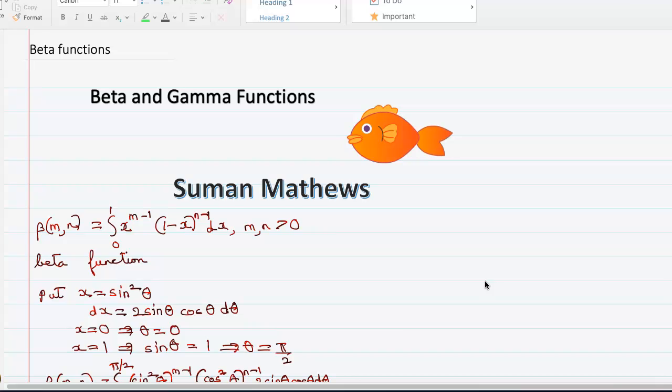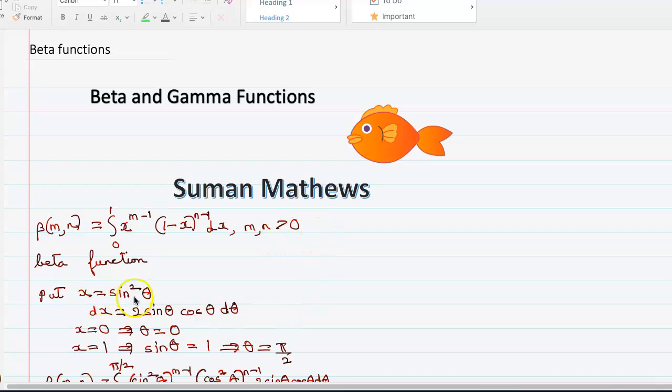Now, this is a useful part in college mathematics, and students who are taking maths as their major will come across beta functions. So, what is a beta function? A beta function is a function in two variables, beta mn, and it is integral 0 to 1 x raised to m minus 1, 1 minus x whole raised to n minus 1 dx, where m, n are greater than 0.